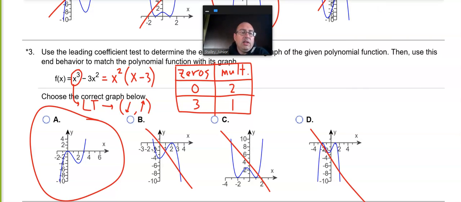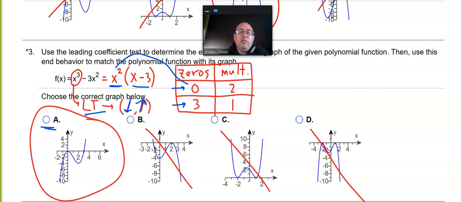Leading term, x cubed. Right end behavior has to be up because the leading coefficient is positive 1. Odd degree, left has to be down. Now out of their answer choices, that definitely leads me to answer choice A. But just like I did before, GCF of x squared, I pulled it out. And that left me with x minus 3. So my zeros were at 0 itself and at 3.